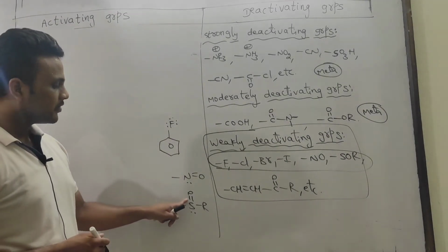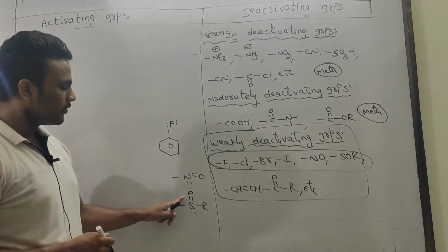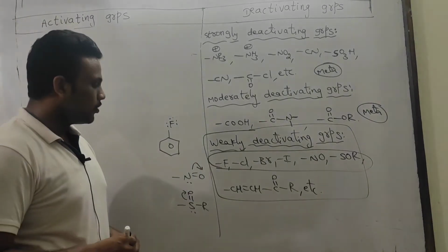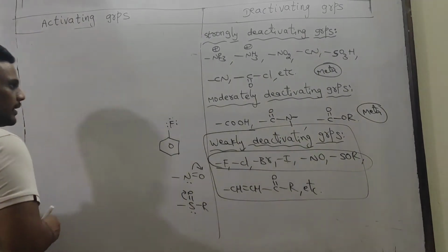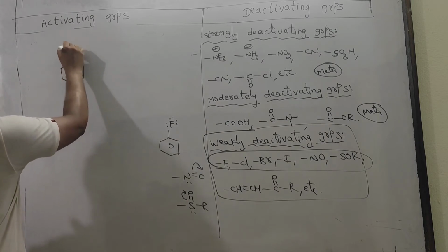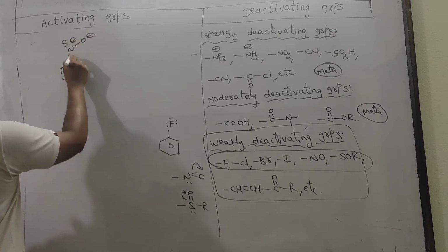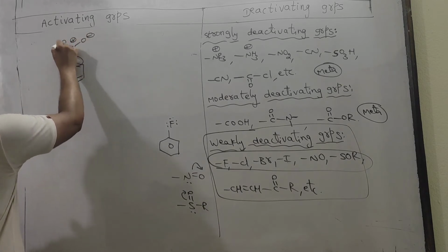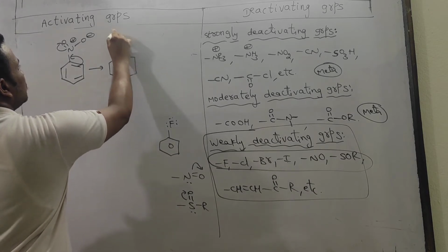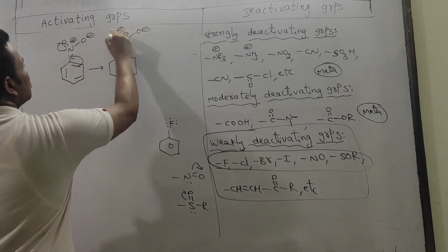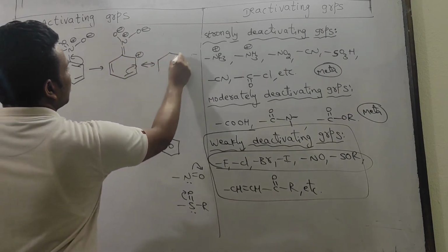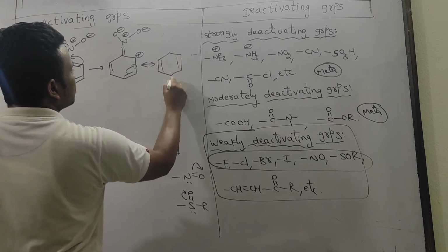But because of presence of this multiple bond attached to a more electronegative atom, these are deactivating groups. They decrease electron density in the benzene ring. So for deactivating power, you already know how to draw resonating structures. Suppose you have nitro group, then because of high electron withdrawing power, minus R and minus I, both, electron density in the benzene decreases, you see like this. Now positive charge is formed here. We can draw further resonating structures like this.